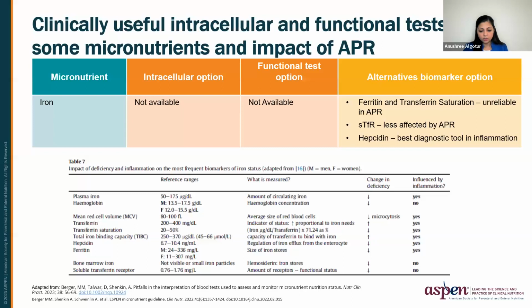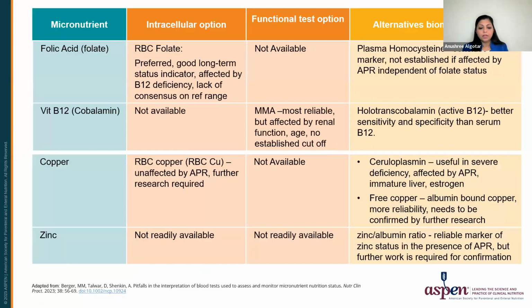Ferritin and transferrin saturation are adequate markers of iron status in the absence of inflammation, but unreliable in its presence. The soluble transferrin receptor is a sensitive indicator of the extent of tissue iron deficiencies, and it appears to be less affected by an acute phase response. Hepcidin is considered to be the best diagnostic tool in the presence of inflammation, but it is not available for practical use currently. Thus, interpreting specific nutritional status by labs alone can be challenging.